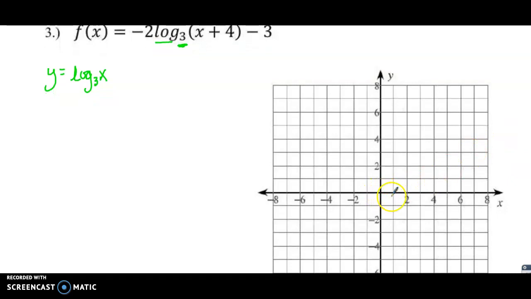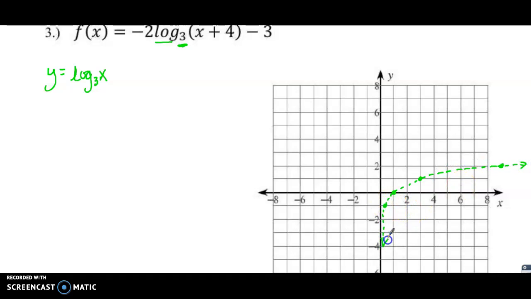So log base 3, I'm still going to be at 1, 0. Now instead of going to 2, because my base is now 3, it's going to be 3, 1. And then we would have to go all the way to 9 to get to 2. Because remember, it's just opposite of what we had before. And our -1 would be a 1/3. So here's my basic function if it were log base 3.